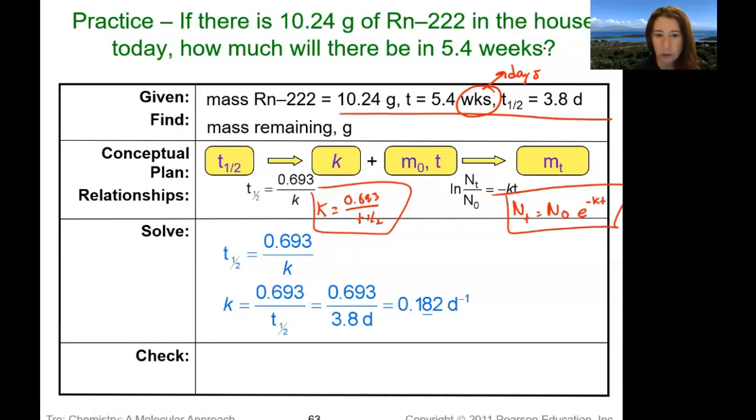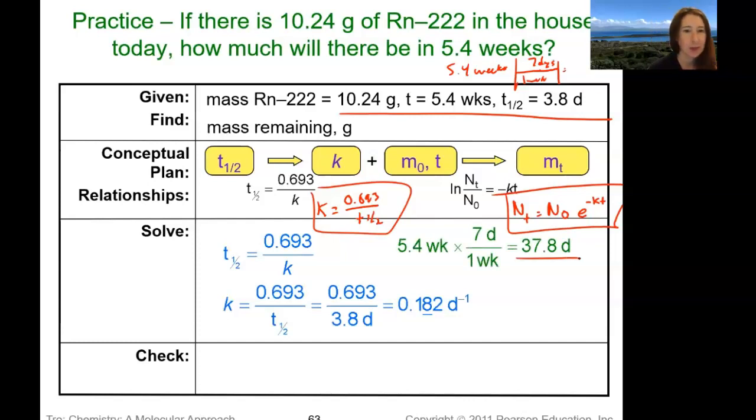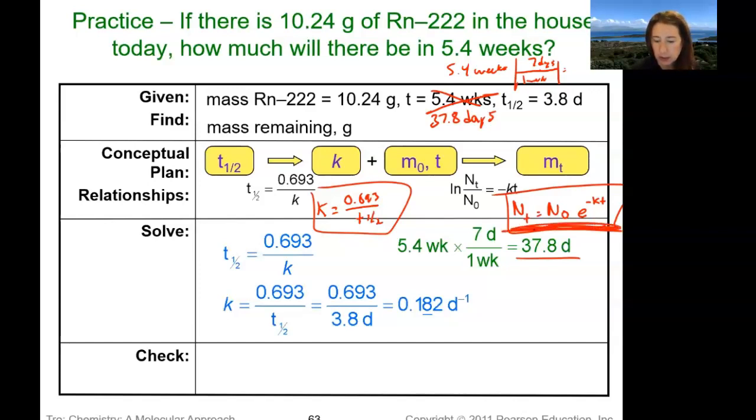So 5.4 weeks, do a little conversion. 1 week is 7 days. Whatever you get, and look, we get 37.8 days. So 37.8 days. Then we just plug it in.